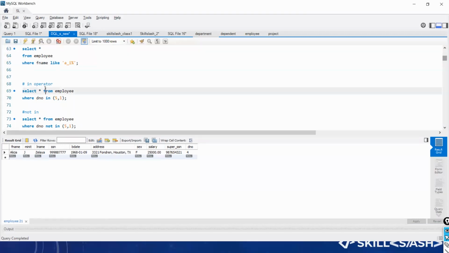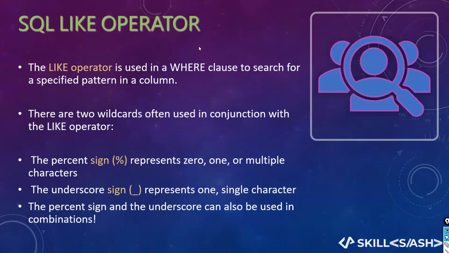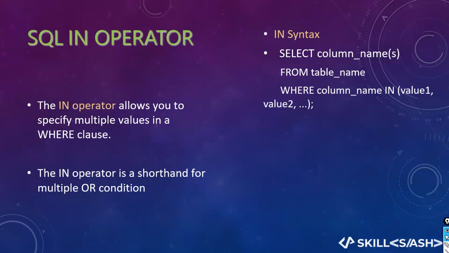Okay, so the next query is about IN operator. Let me come to slide here. Yeah. Okay, so we can start with the next operator. Okay, that is what IN operator. So what is this IN operator? So IN operator allows you to specify multiple values in a WHERE clause. Okay, so it is a shortcut for OR clause.